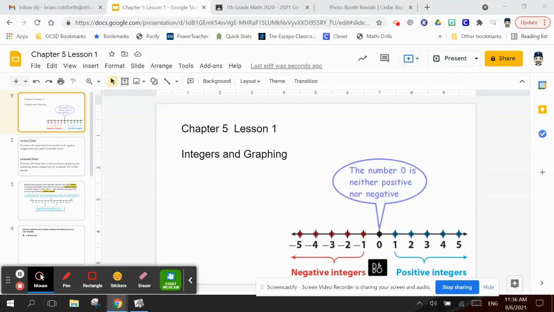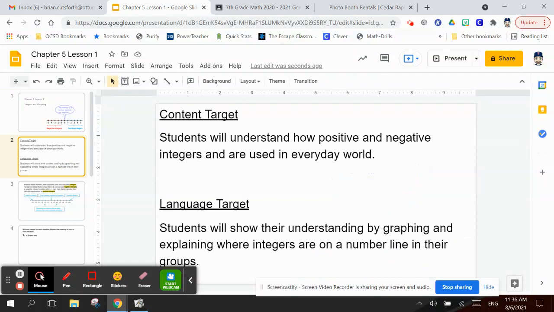Chapter 5, Lesson 1, Integers and Graphing. Our content and language target today. Content target: students will understand how positive and negative integers are used in the everyday world. Our language target: students will show their understanding by graphing and explaining where integers are on a number line in their groups.